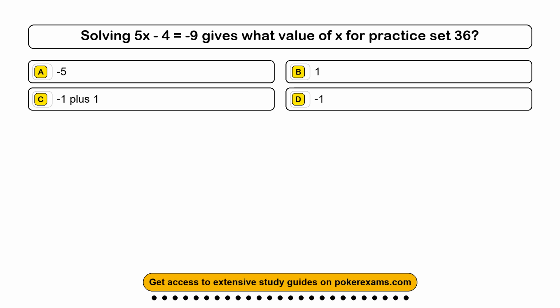Question 9. Solving 5x minus 4 equals minus 9 gives what value of x for practice set 36? Option A, minus 5. Option B 1. Option C, minus 1 plus 1. Option D, minus 1.